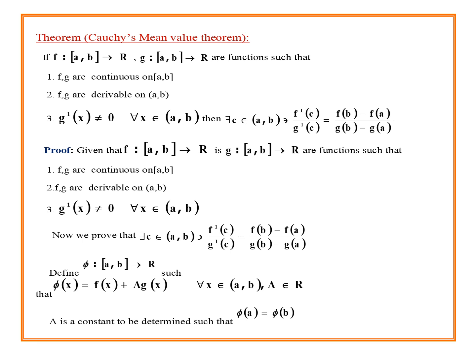Now we define one function, pi, a mapping from the closed interval a comma b to R, such that pi of x equals f of x plus a into g of x for all x belonging to the interval a comma b, where a belongs to R. Here the constant a is a constant to be determined such that pi of a equals pi of b.